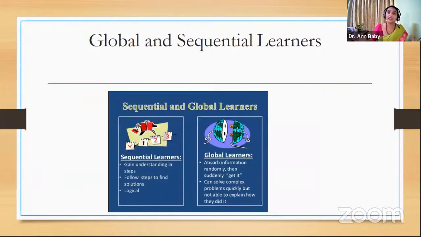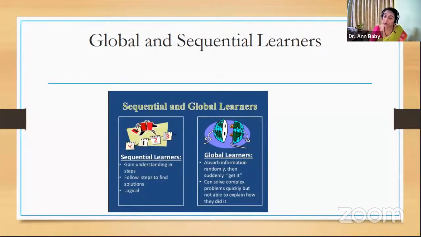There is even another category of learners called global and sequential. Sequential, like, you're very systematic, step by step. You need to understand things step by step, and that is how you build up a logic and come to a solution. Then we have global learners, who somehow understand it. It is just like assembling a jigsaw puzzle. Somehow, you bring in everything, and at the end of the day, the picture is solved.